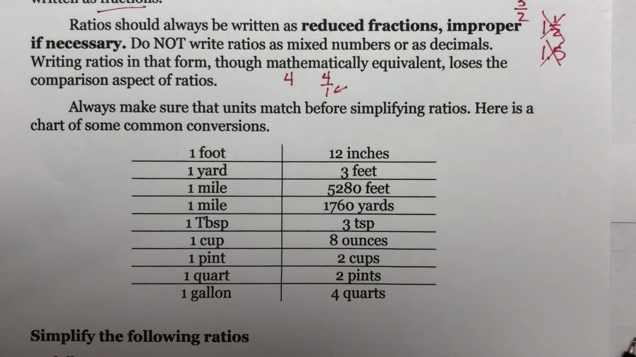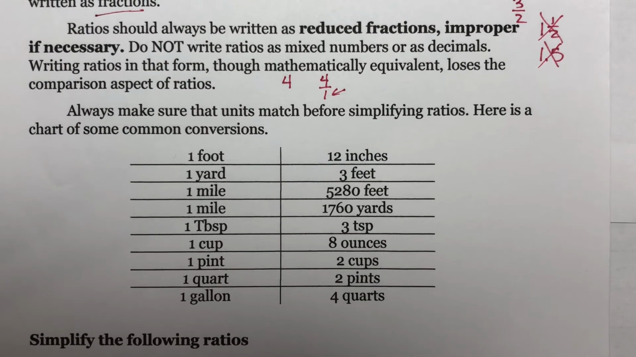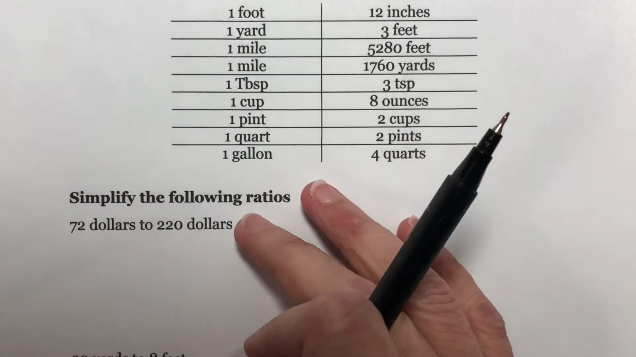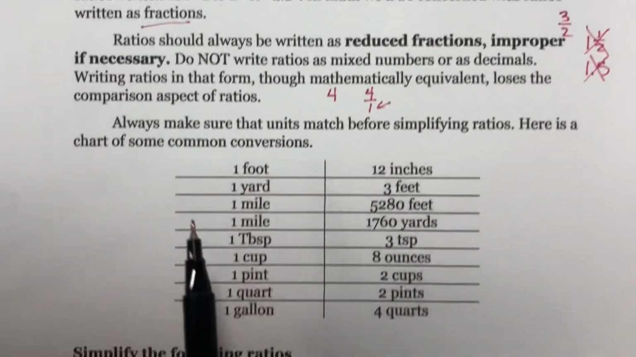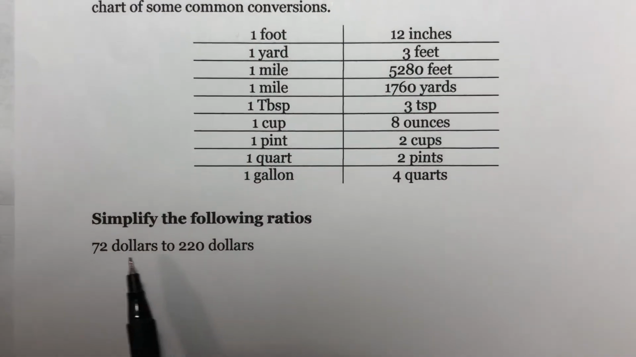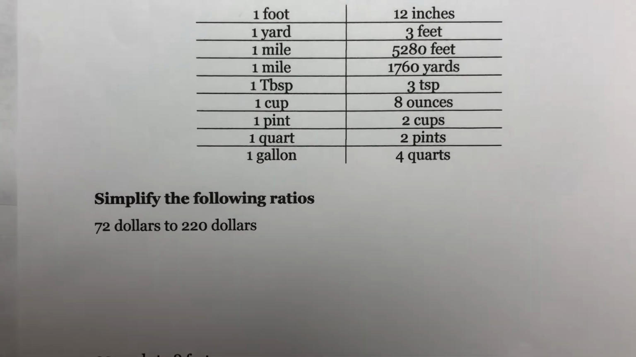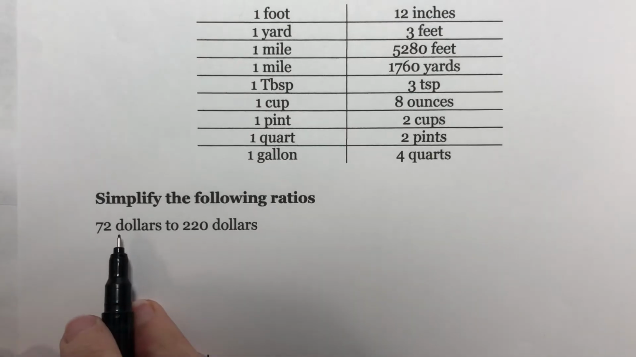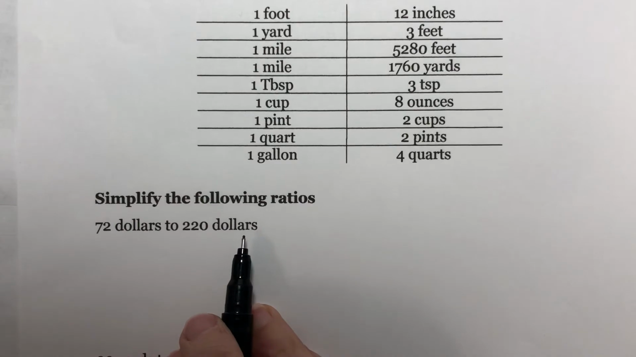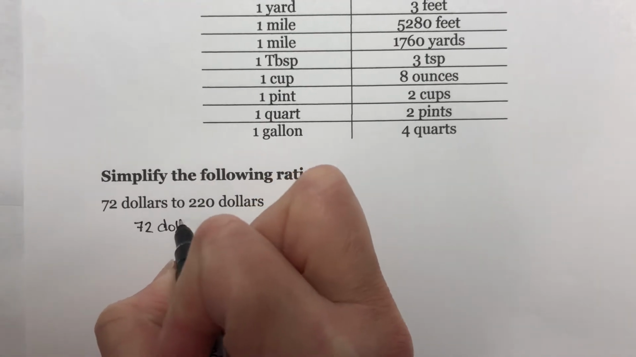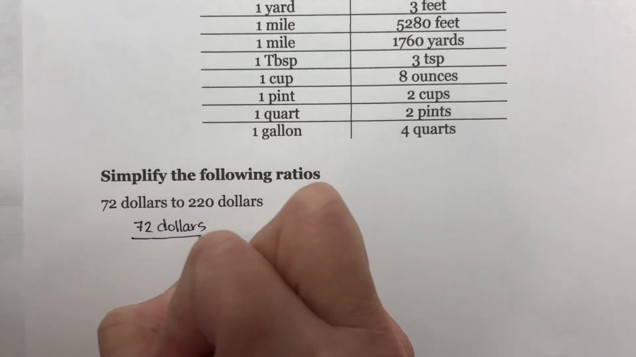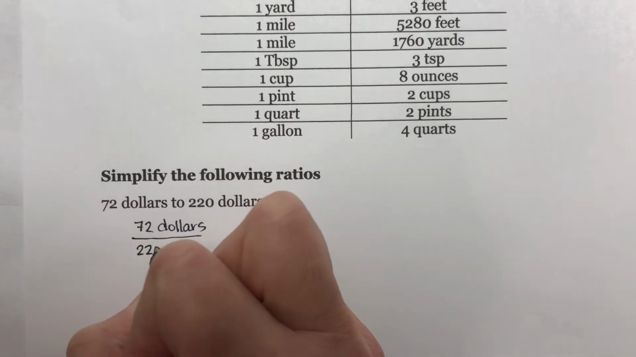Okay? So let's talk about simplifying some ratios. You'll be given a ratio written in English in the "to" form, just like we talked about up here. But we are supposed to write it in math and then simplify them. The first thing you want to do is remember order matters. Whatever comes first goes on the top, whatever comes second goes on the bottom. So this is $72 to $220.